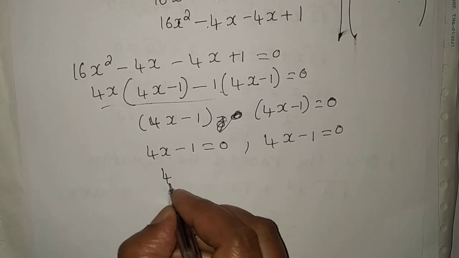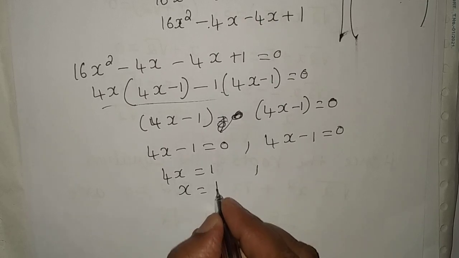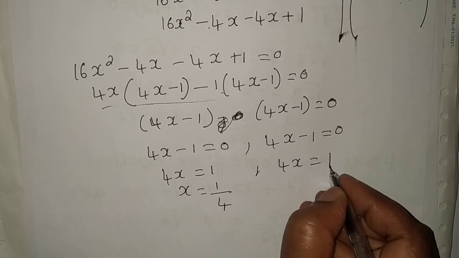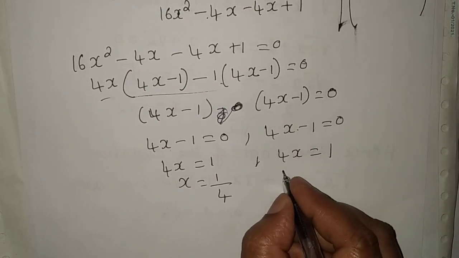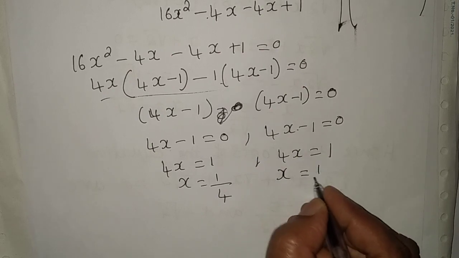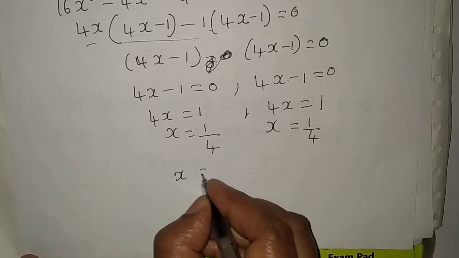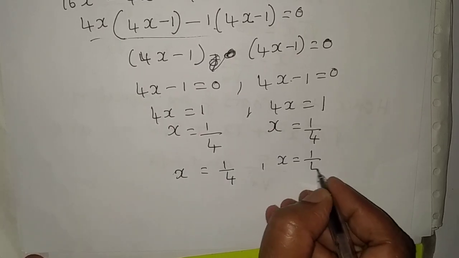After this 4x is equal to 1, then x is equal to 1 by 4. Similarly here also same thing, 4x is equal to 1, minus 1 becomes plus 1 when it comes to the other side, therefore x is equal to 1 by 4. Finally we get x is equal to 1 by 4 and x is equal to 1 by 4.